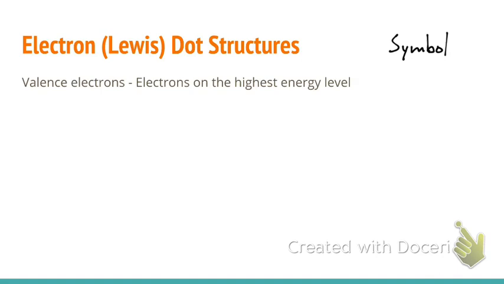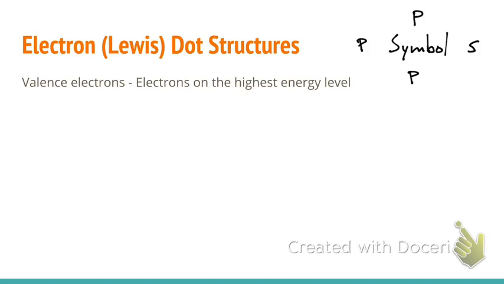The order in which we put the electrons around the symbol is that we have the s orbital to the right, and then we have the 3 p orbitals above, to the left, and below. Hopefully that'll make more sense as we do a problem.